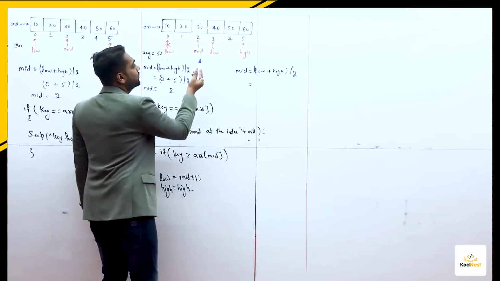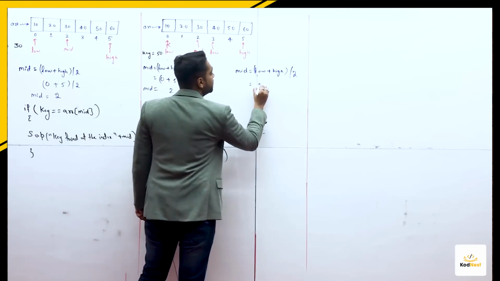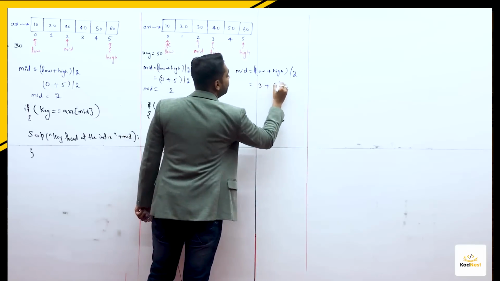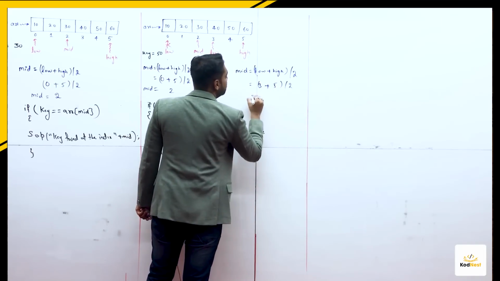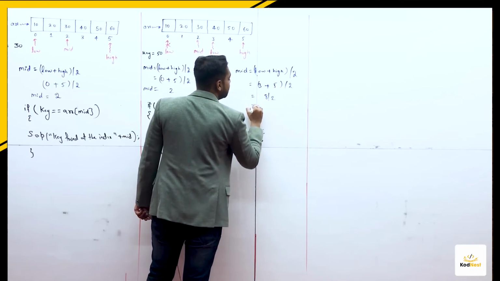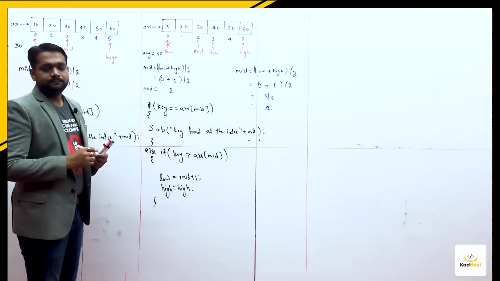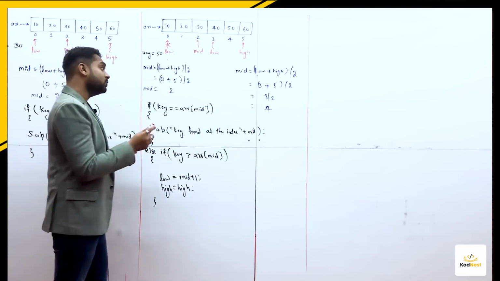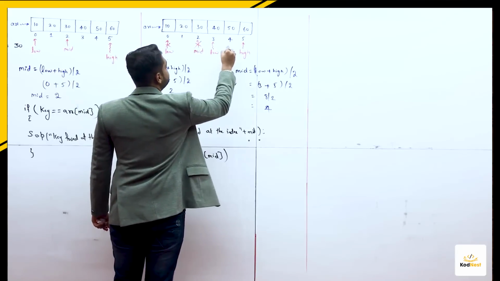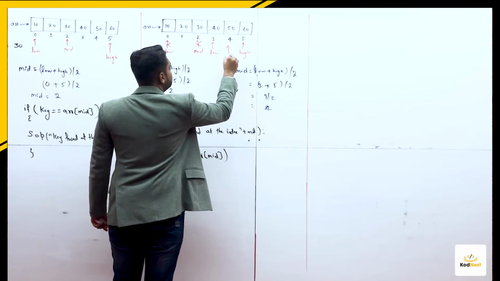What is low value? Look, what is a new low value? 3. What is high value? 5. 5 plus 3 is 8, divided by 2. 8 divided by 2 is 4. So, new mid is 4. This is a new mid value.